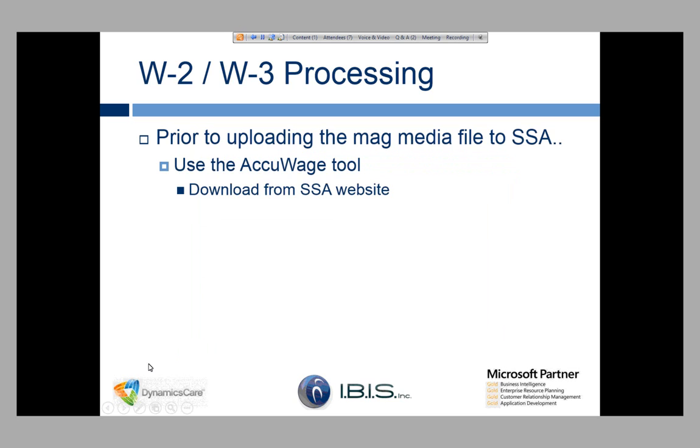Now, before you actually do the upload, you can go to the Social Security website. You can download their AccuWage tool. And this is something that you can install locally on your computer. And you can use that tool to check the file that GP created, and it will let you know if there are any errors anywhere in the data itself. And if there are no errors, you can go ahead and upload it. If there are any errors, we'll need to get those corrected.